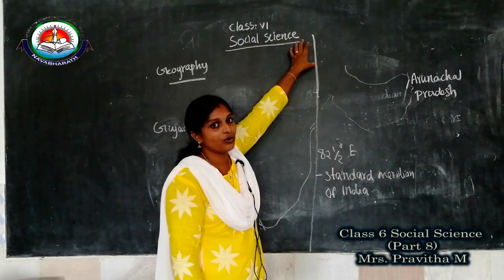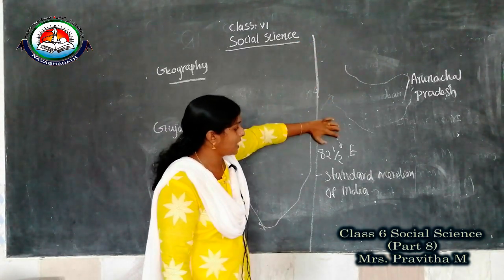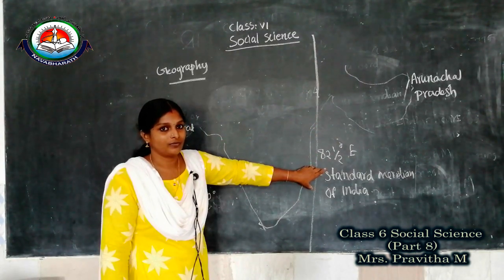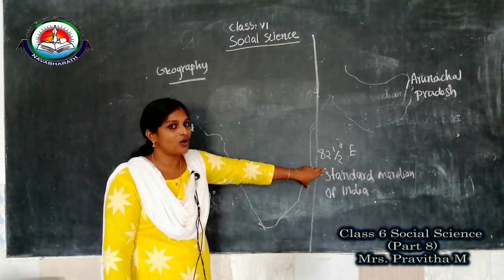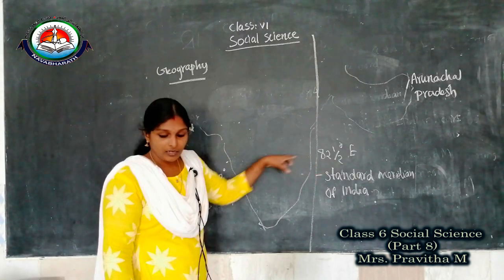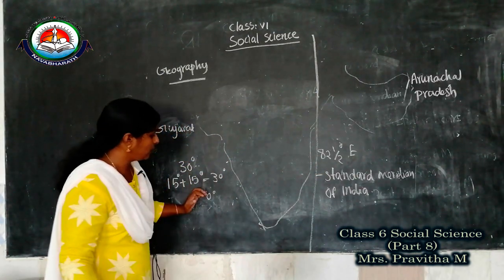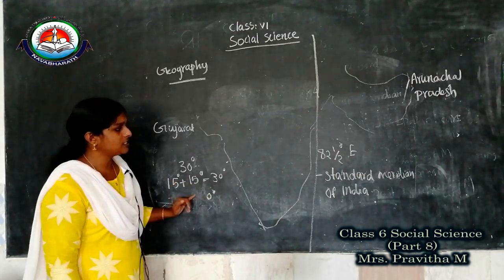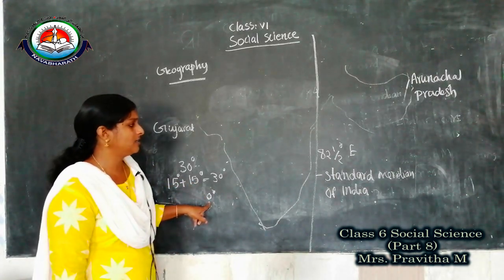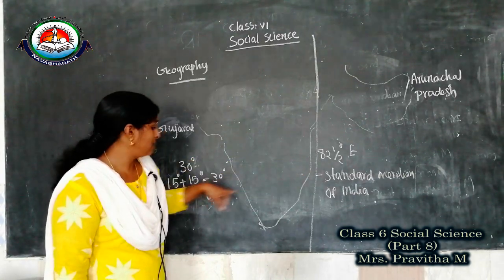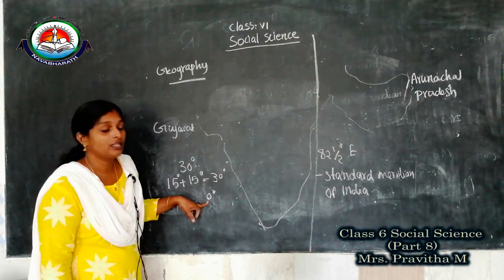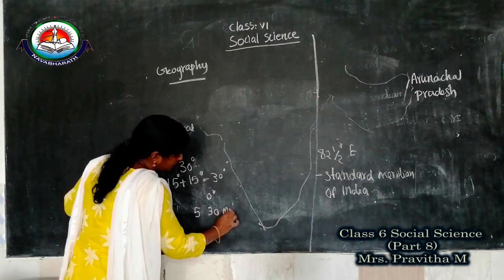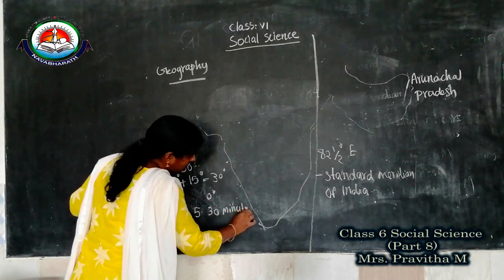I think, children, you got an idea. Based on this standard meridian, our local time is calculated. Clear? Then, children, London's 0 degree longitude is known as the Greenwich meridian. So what is the difference between Indian time and the Greenwich time? It will be 5 hours and 30 minutes.